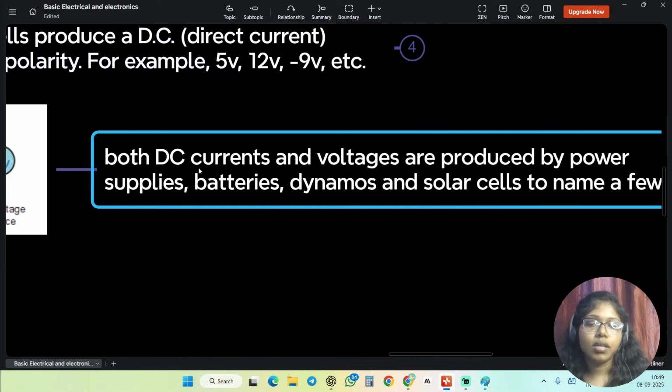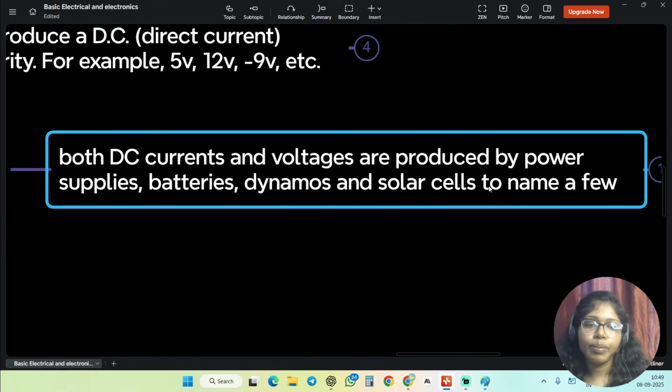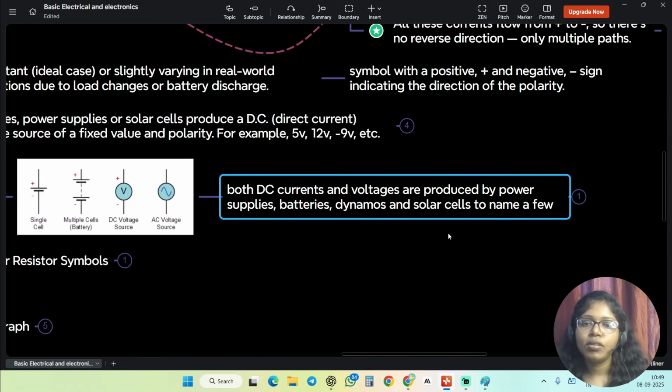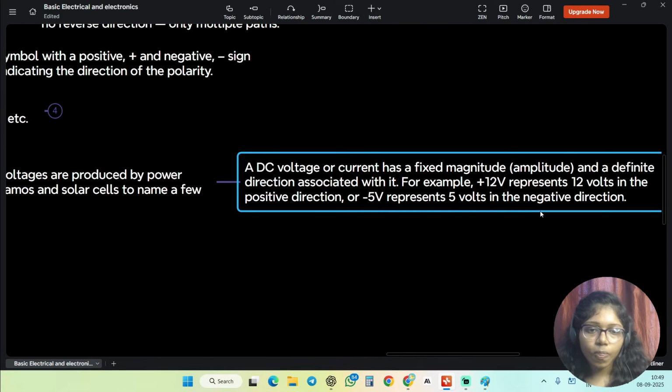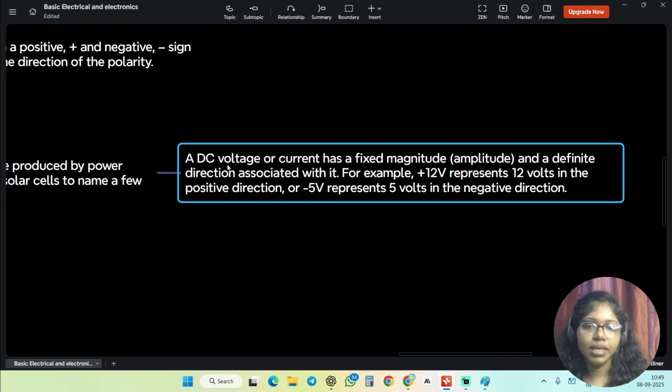Okay, your current and voltage are going to be produced by the power supply, batteries, dynamos and solar cells. So using this concept, you can easily create your DC current. You can see that DC voltage or current has fixed magnitude and amplitude, so the direction is already fixed.